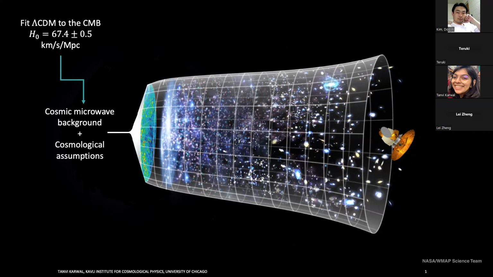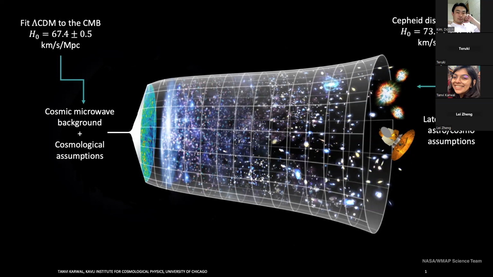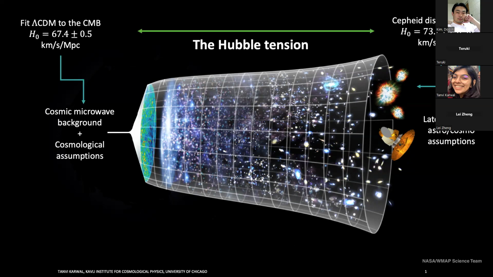And we get a value of something like 67.5 kilometers per second per megaparsec. But we can also figure out how fast the universe is expanding by looking at the late universe. For example, the Cepheid supernova distance ladder. This actually only takes in astrophysical assumptions, and we get something like 73.5-ish kilometers per second per megaparsec for the expansion rate of the universe. These two numbers are really close, but their errors are now really small, which leads to our beloved Hubble tension, which is now roughly at the 5.6 sigma level, which is pretty high by just about anyone's standards.